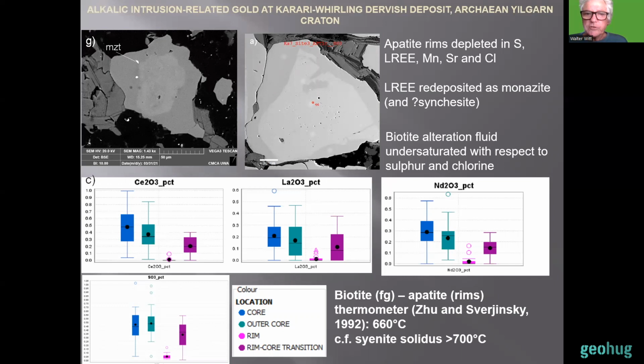Using the compositions of the apatite rims and the fine-grained hydrothermal biotite, we calculate a temperature of 660 degrees centigrade for this potassic alteration, using the equations of Zhu and Sverjensky for the biotite-apatite geothermometer. 660 degrees centigrade seems quite high, but it's not unreasonable in the context of a syenite magma solidus of 700 degrees centigrade or somewhat more.